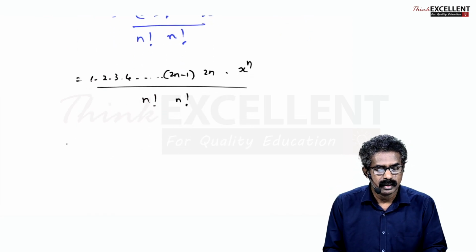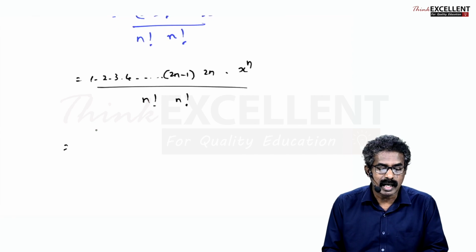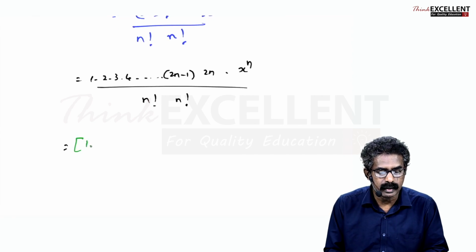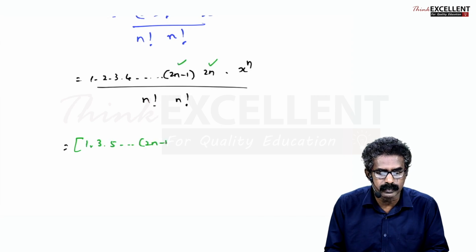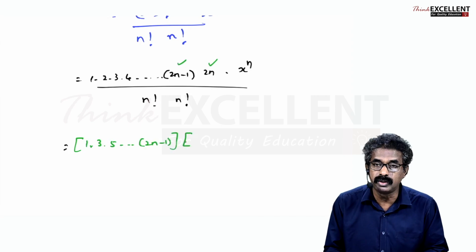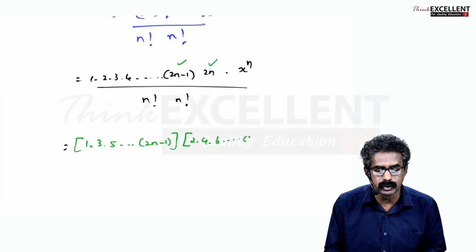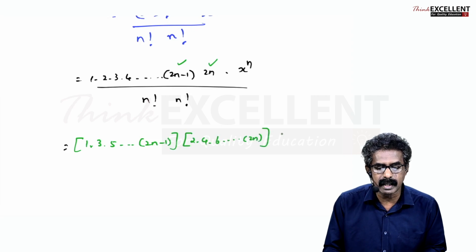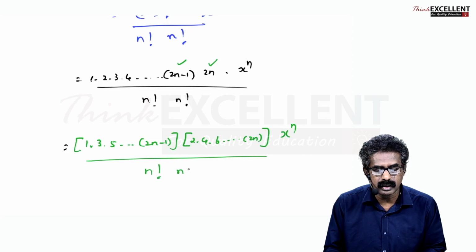Now, the 1 to 2N. So there I am splitting into 2. Odd numbers separately. 1, 3, 5, etc. 2N is even number. So 2N minus 1 is odd number. Okay, this is one set into what I left out. Now all the even numbers 2, 4, 6, etc. up to 2N, right? Remaining no change. X raised to N by N factorial into N factorial.